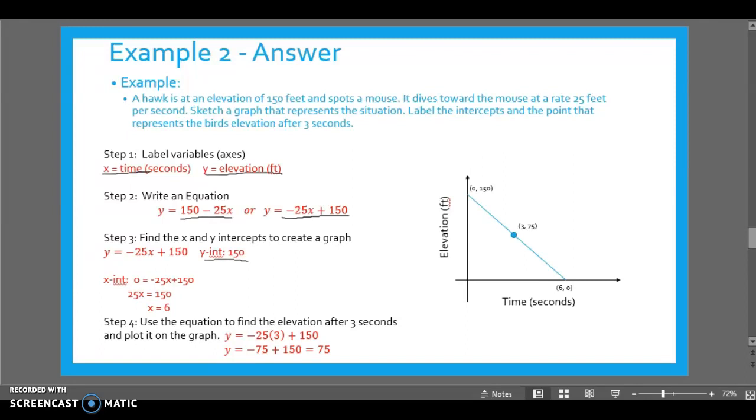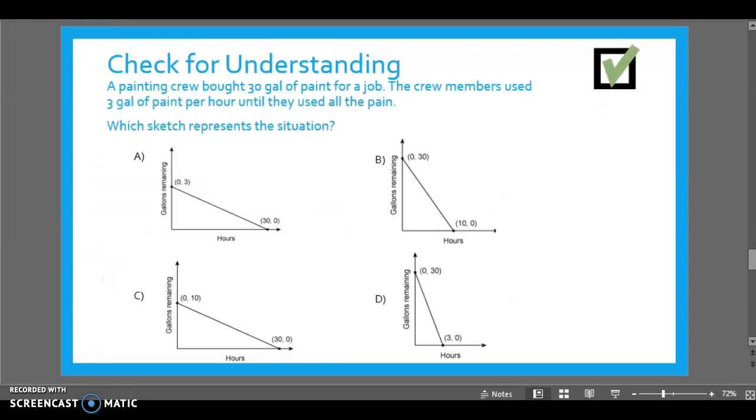Find the x and y-intercepts to create a graph. Well, the y-intercept is 150. Right there is where he starts. And then the x-intercept is 6. We figured that out from before. To find where he is after 3 seconds, you're going to plug in 3, solve, and you get 75, and you get this point right here. Okay? All right, so let's go ahead and do this right here.